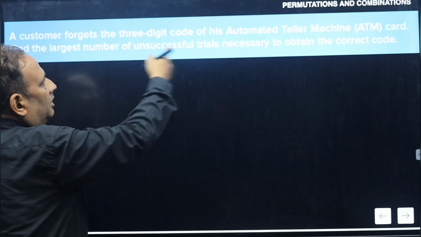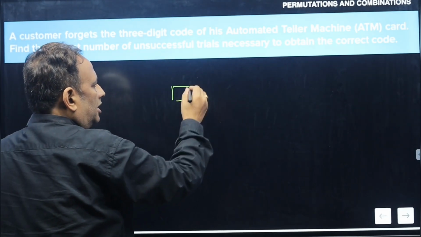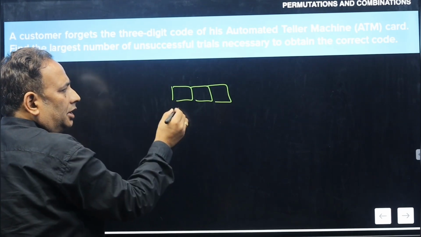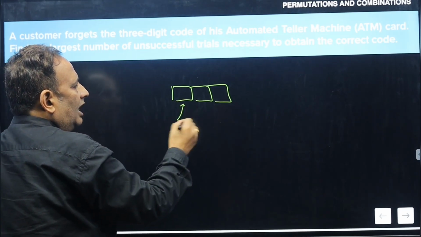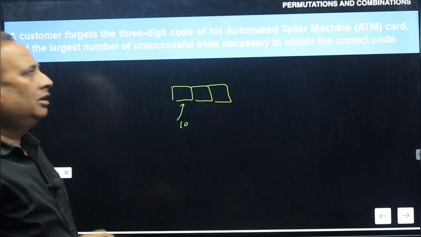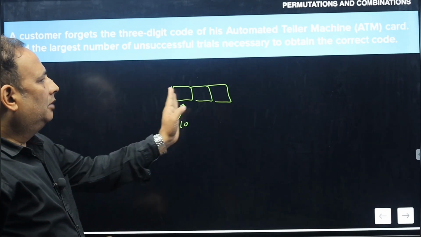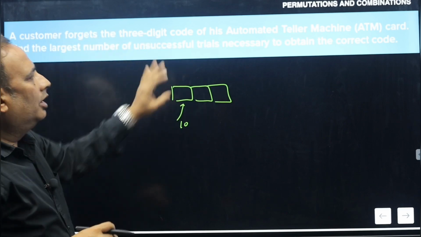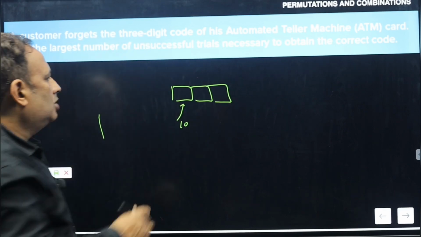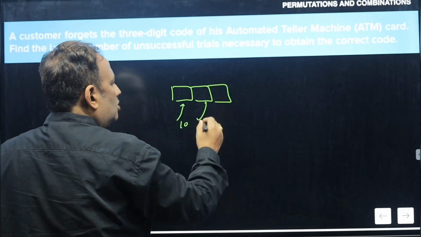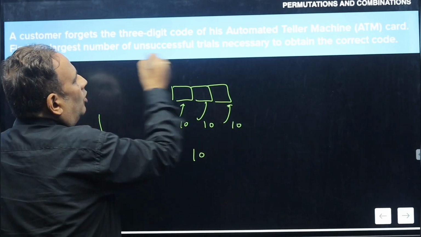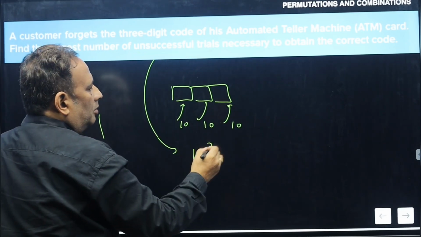So the three-digit code means first digit, second digit, and third digit. Here on these three digits, how many options do we have? We have 10 options. It is not a matter that zero will not be there, because we don't have to arrange a three-digit number. We have to make a three-digit code. So zero can come in this place also. So 10 ways here, also 10 ways here, also 10 ways here. So the total number of trials is 10 to the power 3.